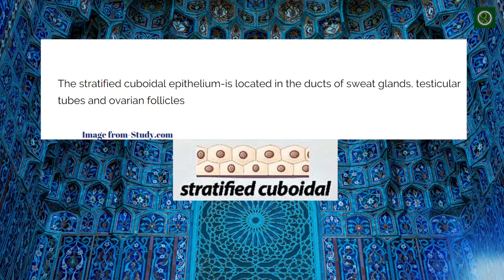Stratified cuboidal epithelium is located in the ducts of sweat glands, testicular tubes, and ovarian follicles. It has a protective role.